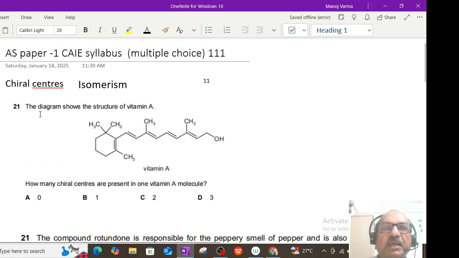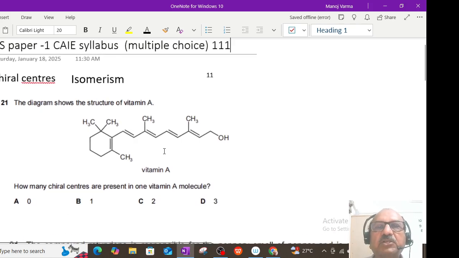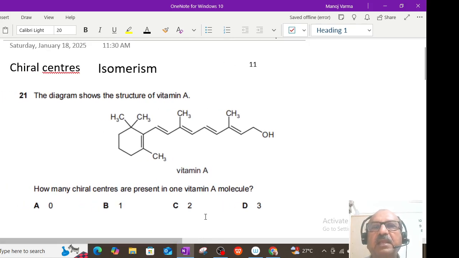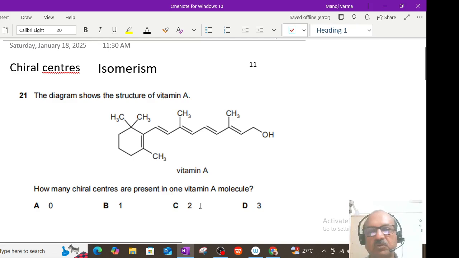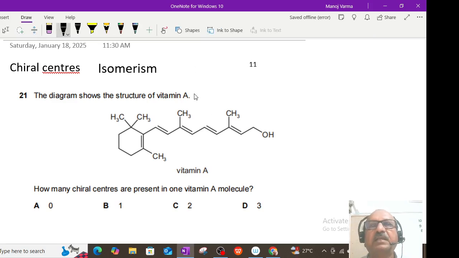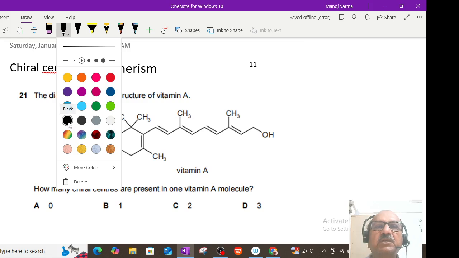So the first question is that the diagram shows the structure of vitamin A, and as you can see, this is the structure of vitamin A, and in this, how many chiral centers are present in the molecule? So to understand the number of chiral centers, I expect that you already know that the chiral center is that carbon which is attached to 4 different atoms or groups.